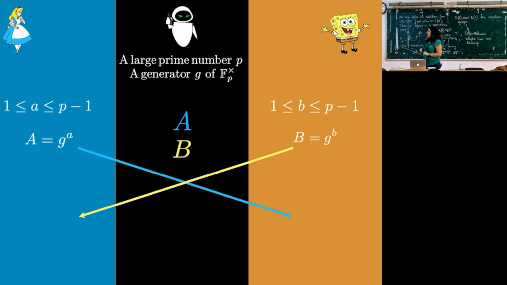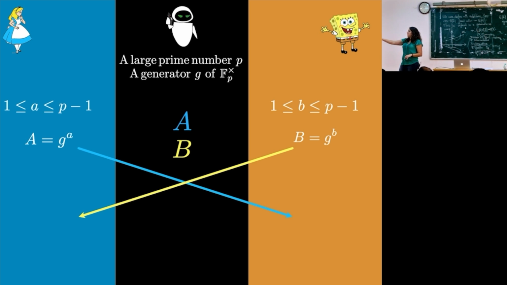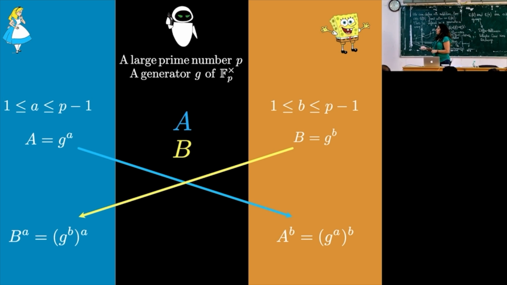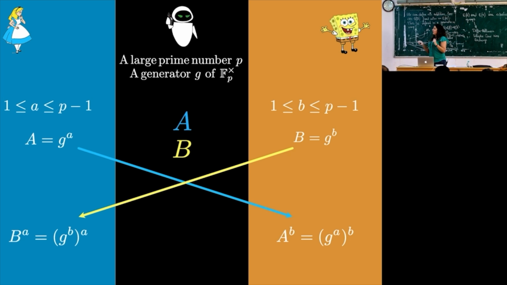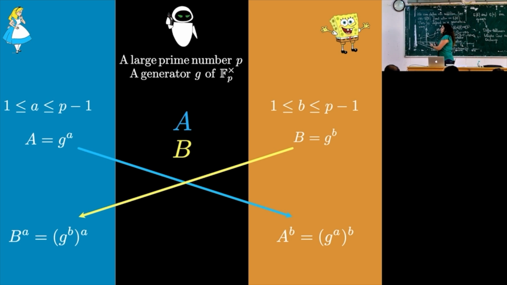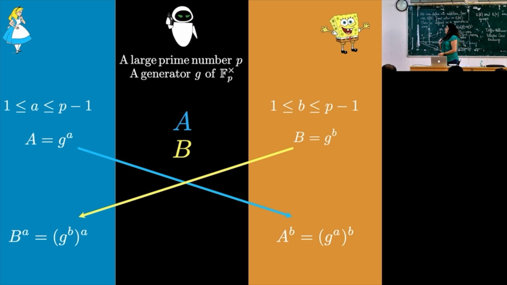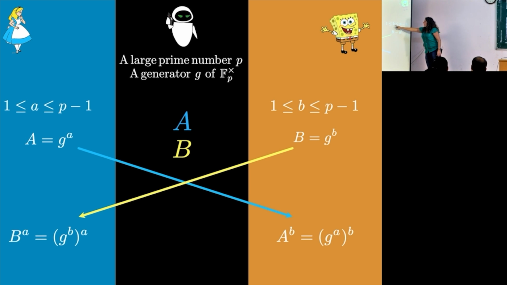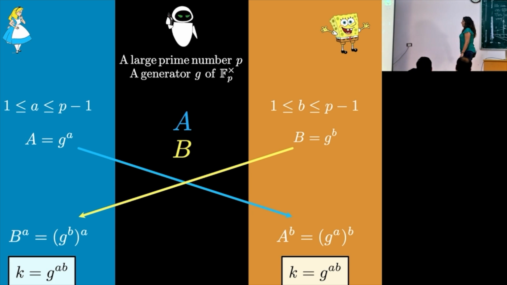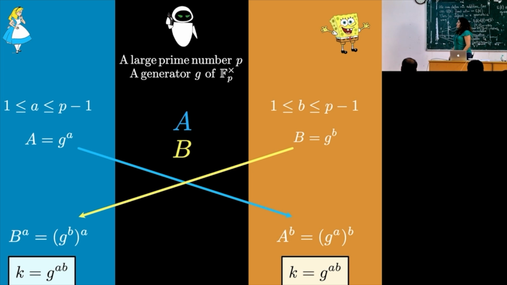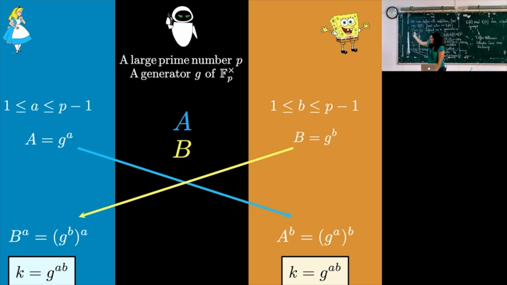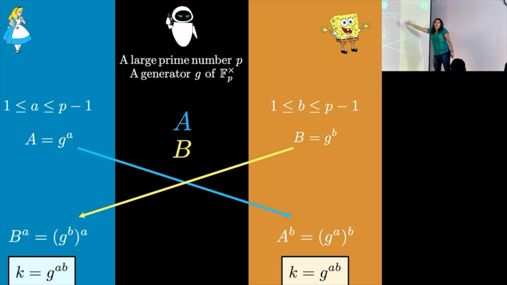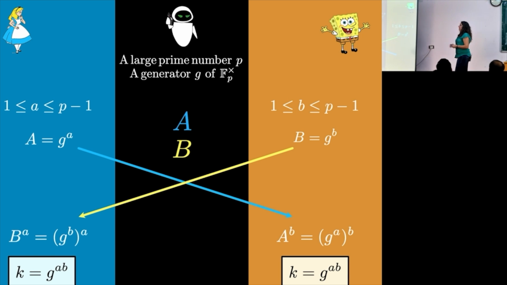So Alice chooses a number a between 1 and P minus 1, an integer, and she computes G to the a. She sends this through the public channel. And the same does Bob. Bob chooses b, one integer between 1 and P minus 1, computes G to the b, and sends this to the public channel. So what an attacker can see are big A and big B, which are respectively G to the a and G to the b.